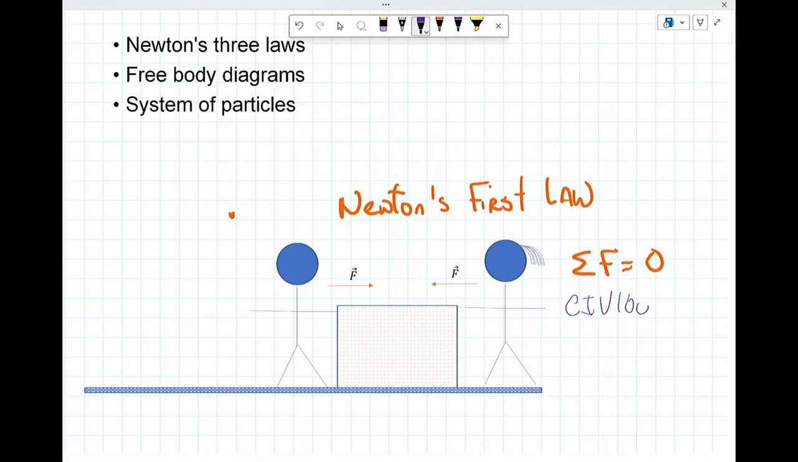So one of the first things that you guys did from September to December was deal with problems where there was no acceleration. Here, for example, I have a box on a floor, and I have two people pressing against the box in opposite senses. Both of them have applied the same force. So it's positive F to the right, negative F to the left, and if I sum them up, I will get 0. And that was Civ 100. So you did bodies, you did beams, and all sorts of things, but basically things didn't move.